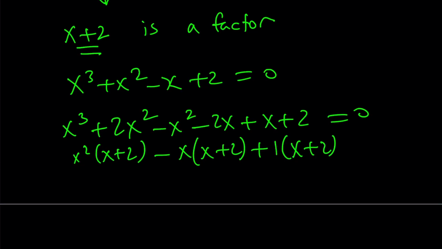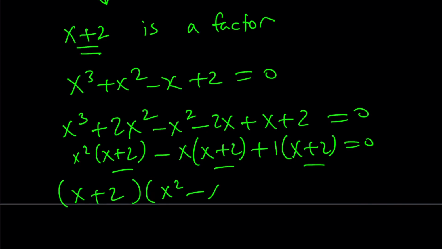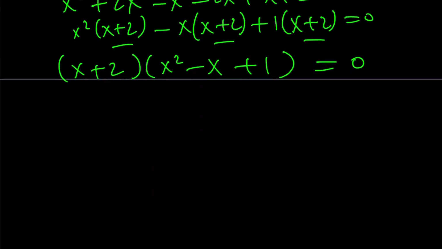Okay. Now from here, x plus 2 is a common factor, as you know, because that shouldn't be a surprise. We know that one of the roots is x equals negative 2. And this basically brings us to the same point, and we get the same answer as before.